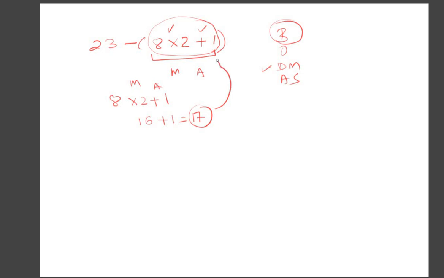So this expression lands me at 17. So my final expression becomes 23 minus 17, and the answer is 23 minus 17 is 6. So that is how you deal with brackets. So I reiterate again, if you've got any brackets and within the brackets you've got multiple expressions, they need to be independently dealt with using BODMAS.